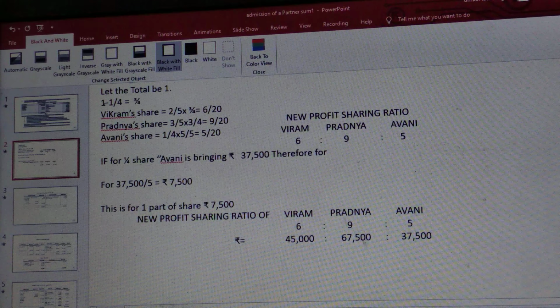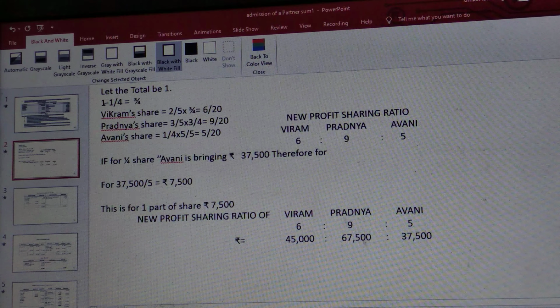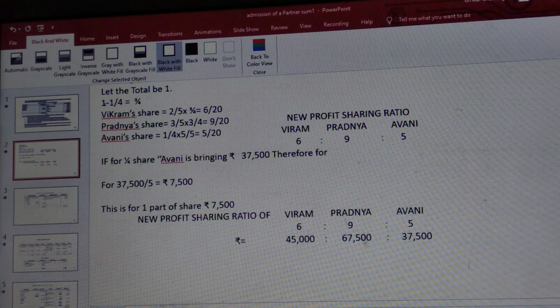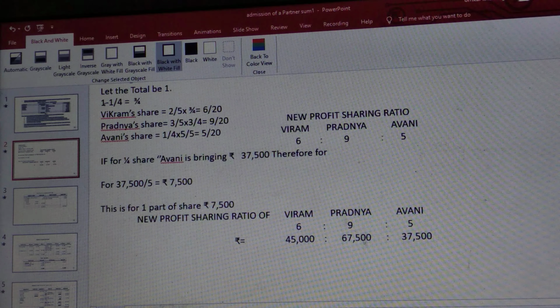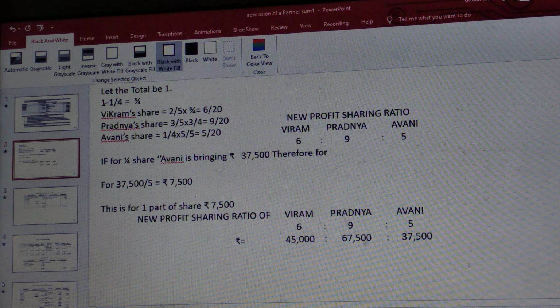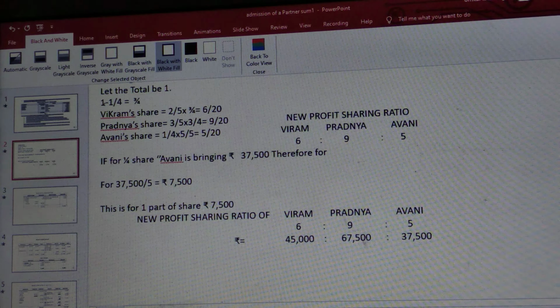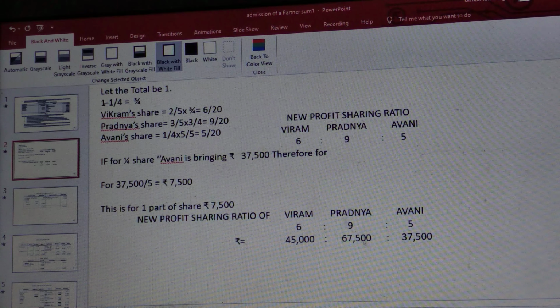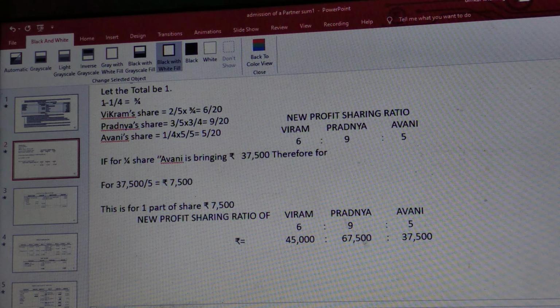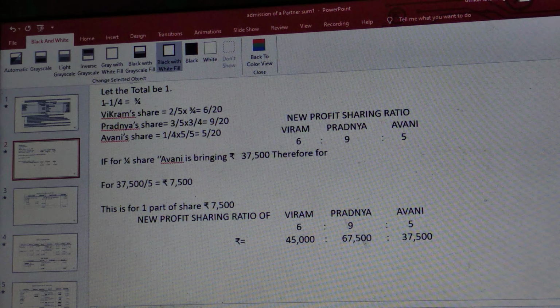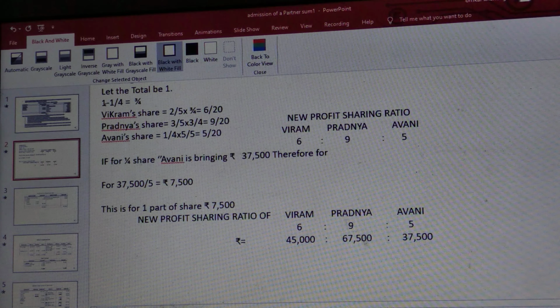Now we will start with this sum. Working note. I'll be showing you the working note first. Now let the total share of the firm be 1. Now what was their profit sharing ratio of Vikram and Pradnya? That was 2:3. Okay. So the total was 5. 2 plus 3 is equal to 5. Divided by 5 will be 1. Okay. 5 divided by 5 will be 1. So that is, let the total share be 1.